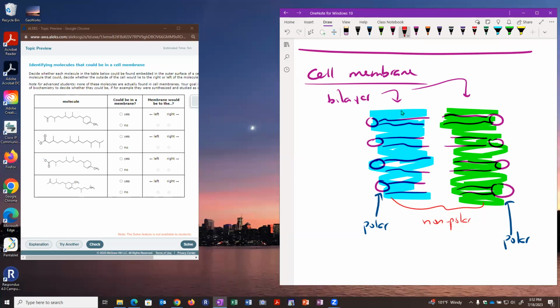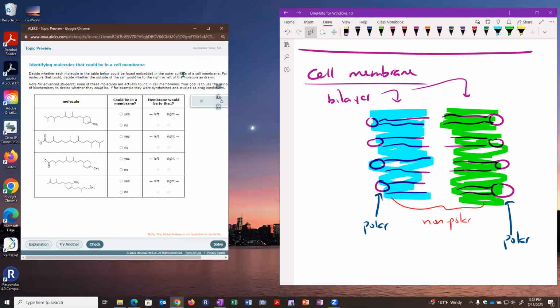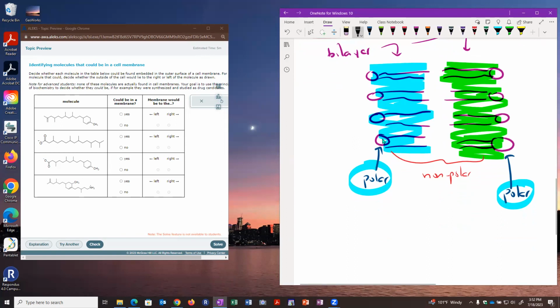Remember, like dissolves like. So what this question is asking is to decide whether each of the molecules can be found embedded in the outer surface of the cell membrane. So the outer surface is polar. Right? So what we need to decide is, as you look at our molecules, do the molecules have a polar end and a non-polar end? Okay, so they need to have a polar end that can embed in the polar region and a non-polar end that can be away from the polar region.